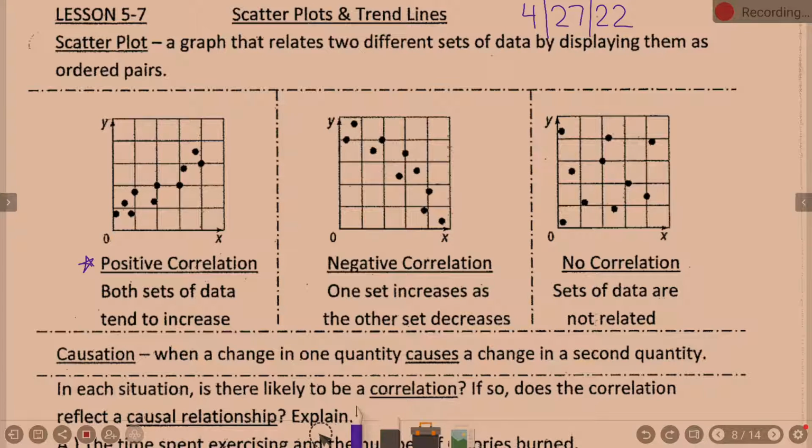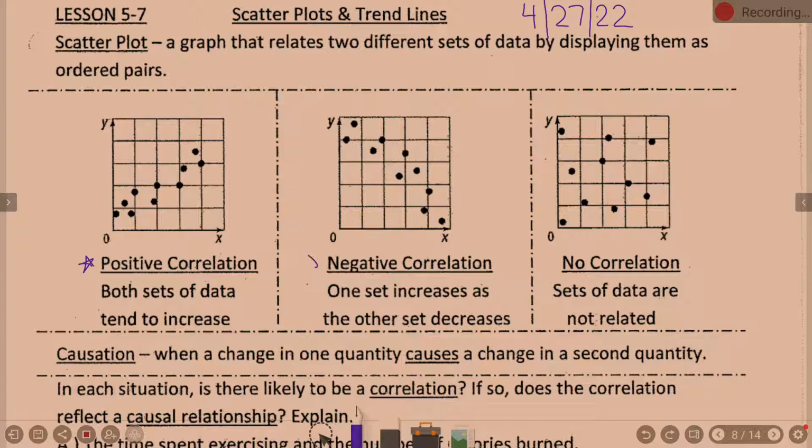By looking at the points, it's positive because as you move to the right, the dots are going up. I like to think as the x value is increasing, the y value is increasing. So both sets of data tend to increase. That's why you're moving right and up.